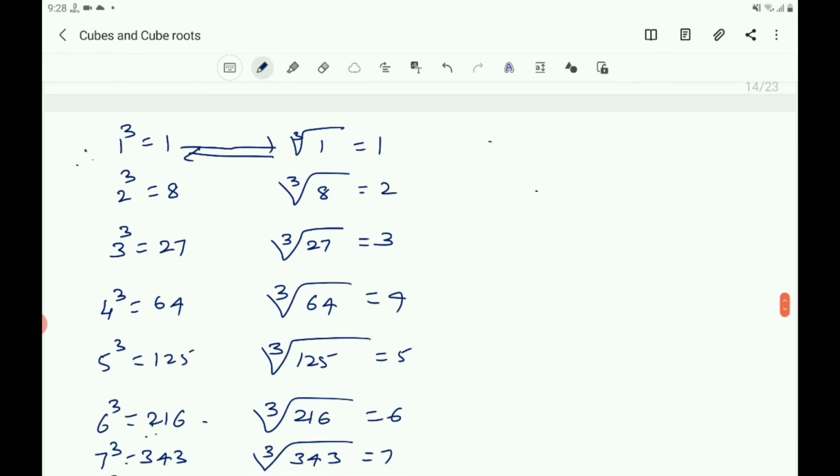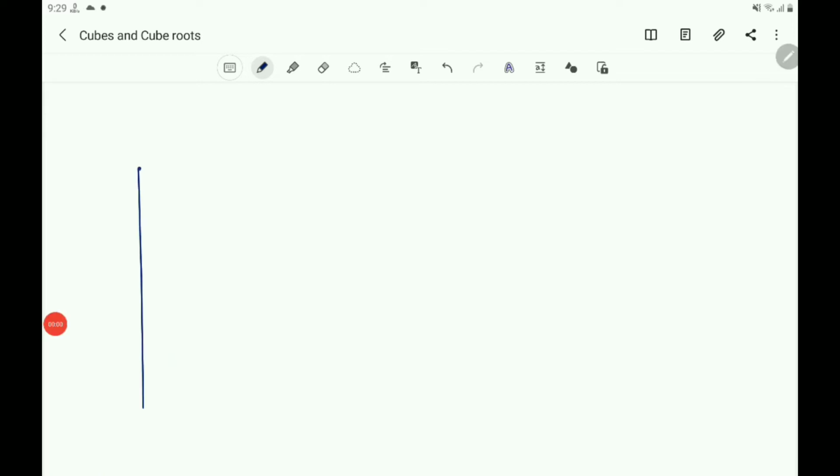Now how will you get the cube root? The cube root can be found by using prime factorization and also by estimation. Now let us take an example. Find the cube root of 13,824. You write 13,824 and find its prime factors.